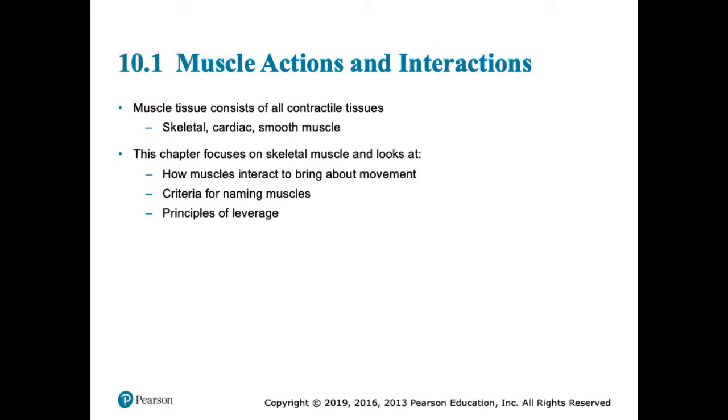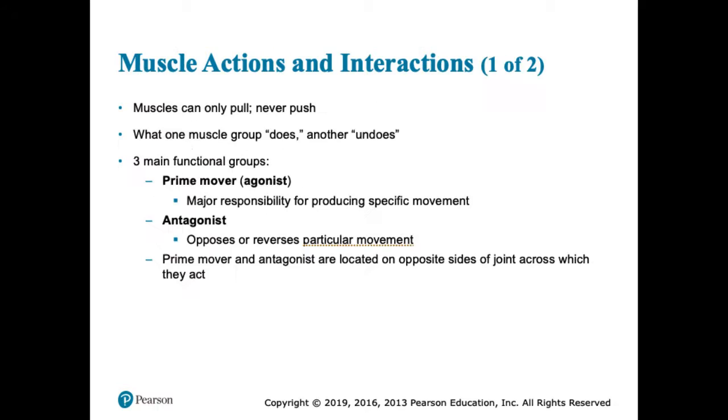Muscle tissue, as we talked about before, consists of skeletal, cardiac, and smooth muscle. This chapter focuses on how they interact to bring movement, the criteria for naming, and principles of leverage, so that whole memorization aspect that I'm sure everyone knew was coming. One thing I want to say is muscles can only pull, they can never push. So what one muscle group does, another undoes.